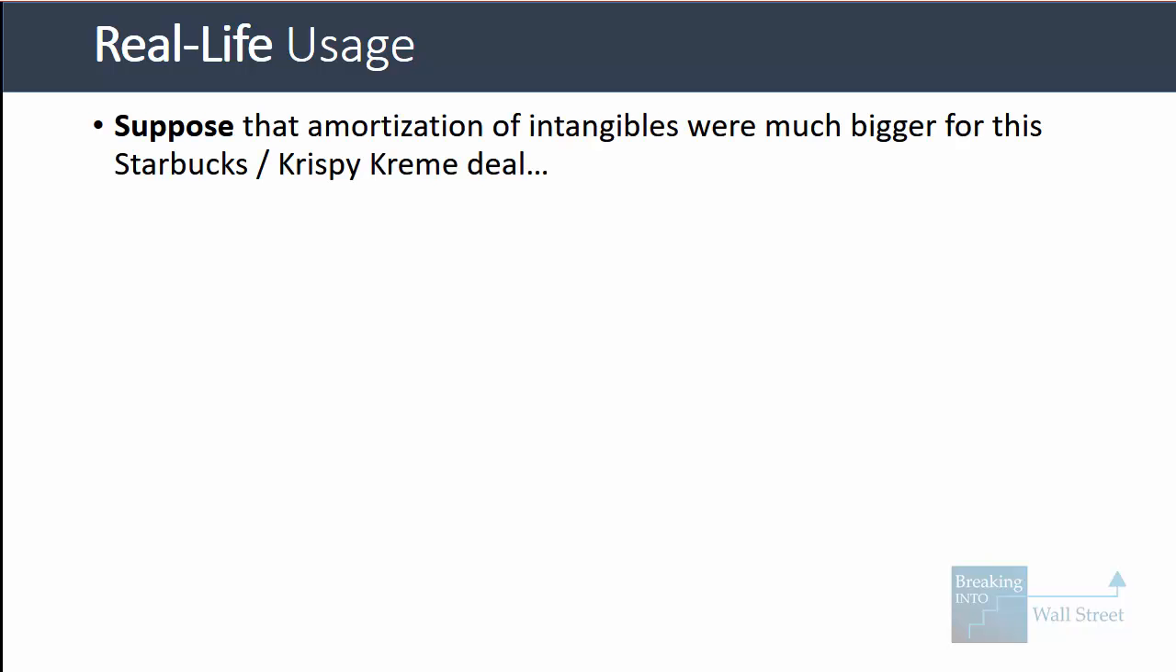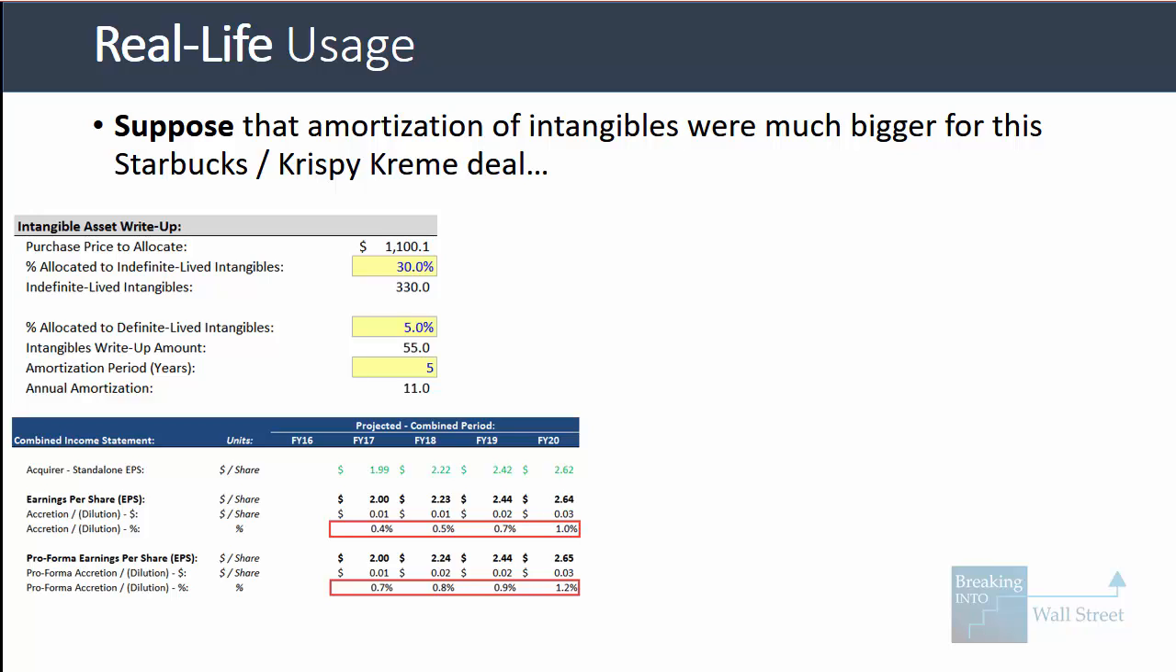In terms of real life usage, one example of where this might come up is with that Starbucks and Krispy Kreme deal. And let's say that the amortization of intangibles were much bigger. As it stands right now, we assume that 5% of the excess purchase price in this deal was allocated to definite lived intangibles. So about 5% of the 1.1 billion here was created as definite lived intangibles and then was amortized over time in the amount of about $11 million per year, which made almost no difference. As we saw before, GAAP EPS and pro forma EPS under these conditions were about the same.